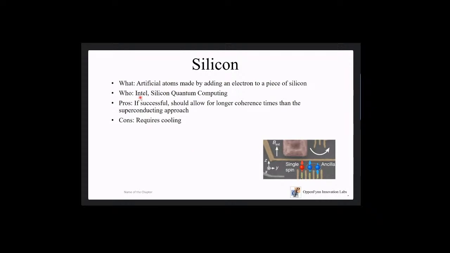So again, Intel is trying two technologies. This is one of the technologies that Intel is trying, and there are some other people trying it. The pro for this is that if successful, this will allow for long coherence times compared to the superconducting approach. But of course, the con again is that whenever you deal with electrons, they're extremely susceptible to noise. So you need cooling there.